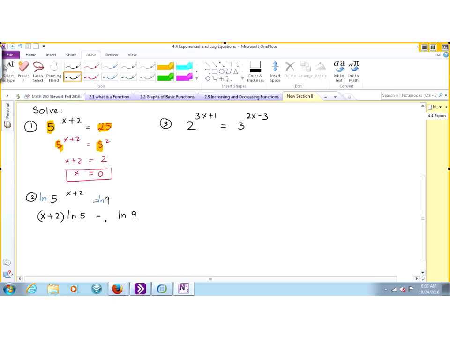All right. So then what do we do? Yes, so x ln 5 plus 2 ln 5 is equal to ln 9. All right. So we distribute.